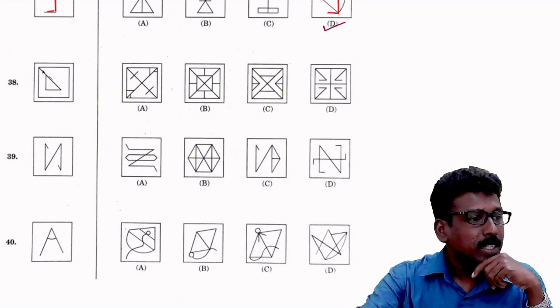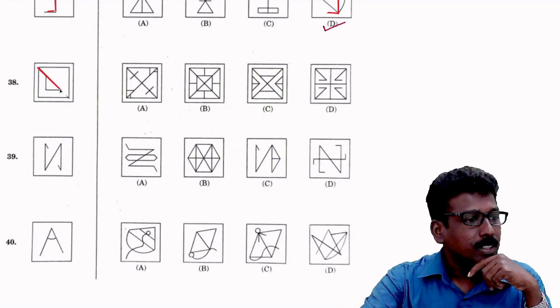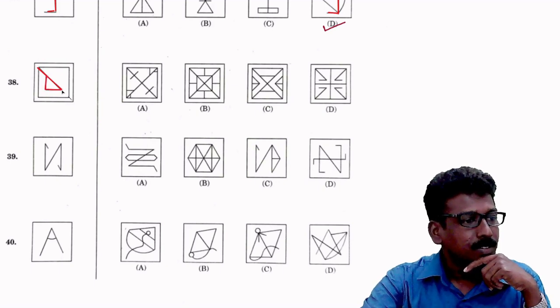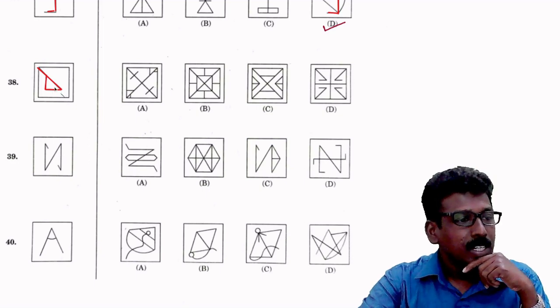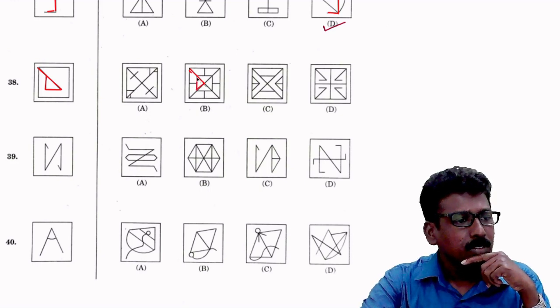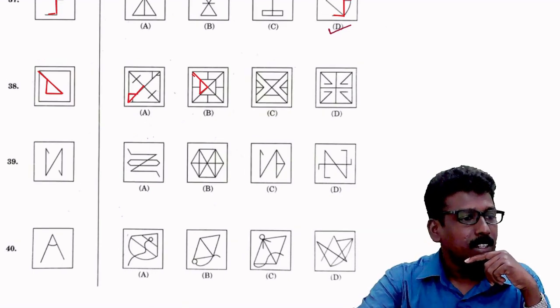Here in question number 38, a line segment and a triangle on it. You can see this angle is acute. In this way, here also you can see a line segment and a triangle. But here it is a right angle at the end point. Here it is acute. So, yes, this A can be the correct answer. So, the correct answer is A.